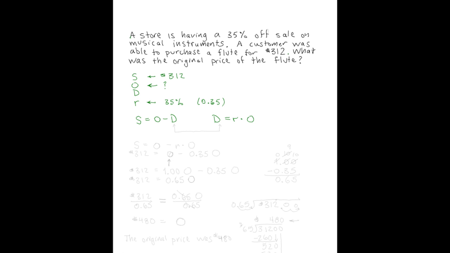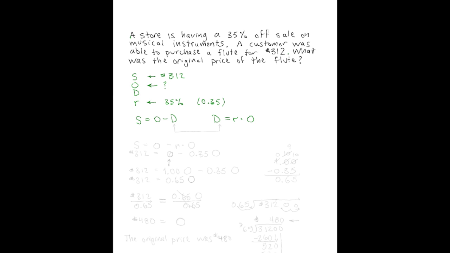to R times O. Now, what makes this problem so interesting is individually, each equation cannot be solved. Now, why is that? Let's look at this first one. S equals O minus D. We know S, but we don't know O and we don't know D. And you cannot solve an equation that has 2 variables in it if you only have one equation. We have the other equation, D equals R times O. We know R, but we don't know O and we don't know D. So again, we can't solve that equation by itself either.